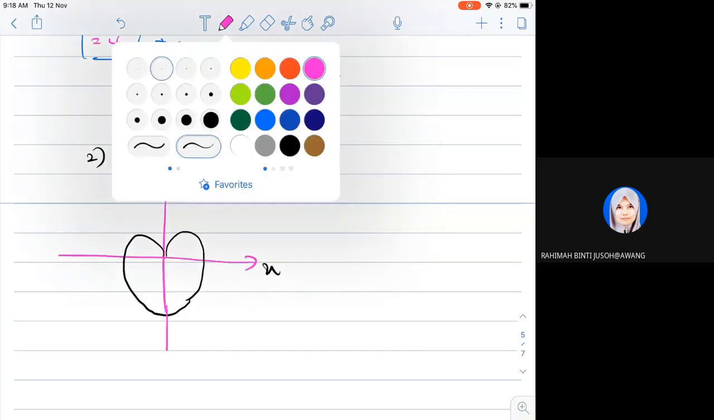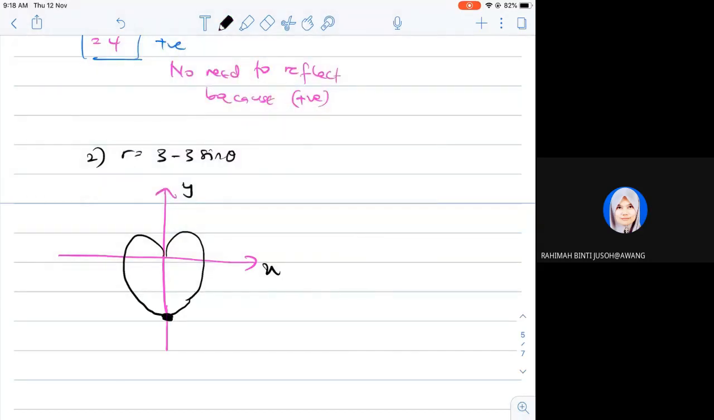So you have this. Can you give me the value here? What's the value at the bottom of the graph? Negative 6. Don't forget the negative. Okay, good. So next is negative 3 here, and here should be 3. The bigger the value here, the bigger your cardioid will be.